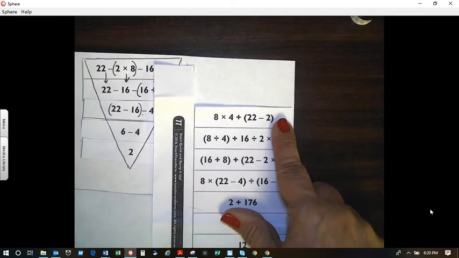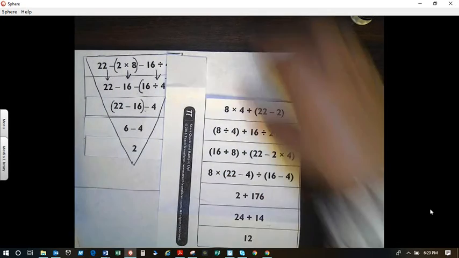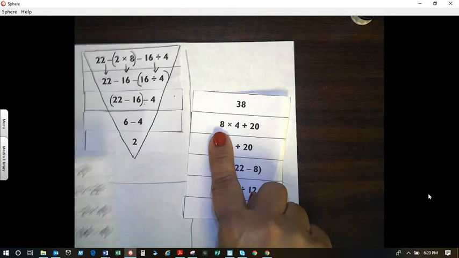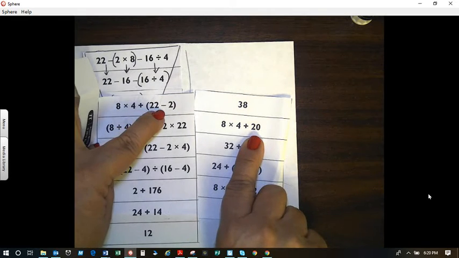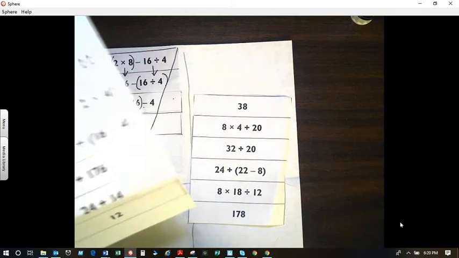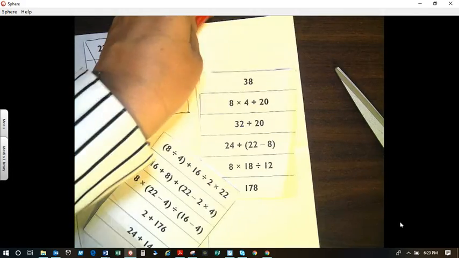So do you find the problem that has 8 times 4 plus 20? And it's right here. 8 times 4 plus 22 minus 2 equals 20. So I'm going to cut both those out. So go ahead and cut your pieces out, and I will cut my pieces out. And so I'm placing those here.